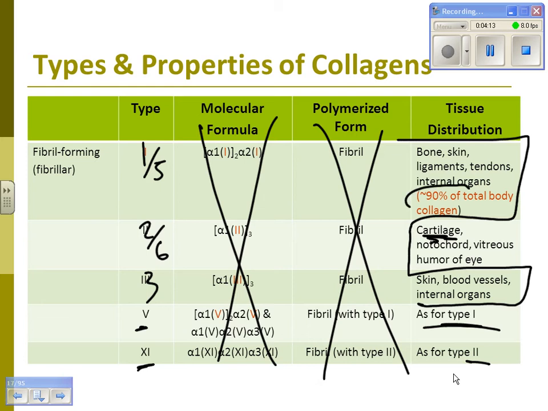Type 1 is your most abundant one. But they're all the alpha triple helical. They're all essentially the same properties, so don't let him confuse you by saying type 1, 2, or type 3 collagen. As far as size or anything like that goes, it's all essentially the same. It's just the distribution of where it is in the body that's different.